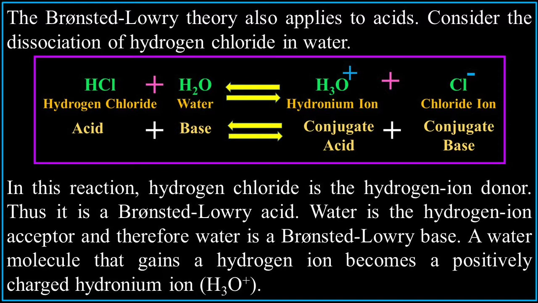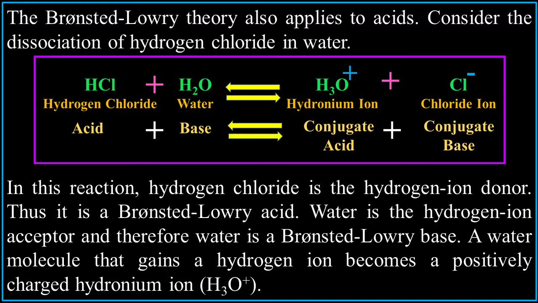The Bronsted-Lowry theory also applies to acids. Consider the dissociation of hydrogen chloride in water, where you produce hydronium and chloride, respectively. In this reaction, hydrogen chloride is the hydrogen ion donor. Thus, it is a Bronsted-Lowry acid. Water is the hydrogen ion acceptor, and therefore water is a Bronsted-Lowry base. A water molecule that gains a hydrogen ion becomes a positively charged hydronium ion, H3O+.